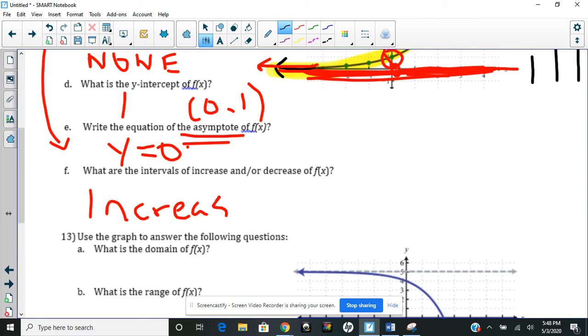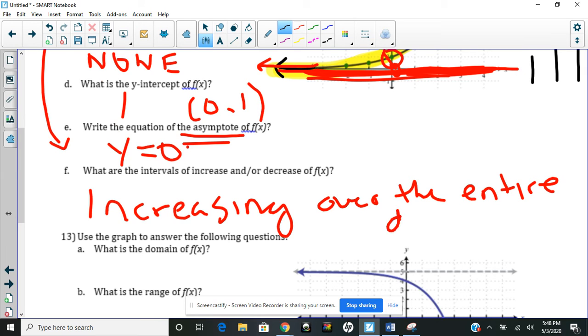Okay, what I'm going to say is that this is increasing. And this is just something we say for exponentials afterwards: over the entire domain. Because that means that it's increasing forever. It's always moving in the upward direction. The exponential functions will always have the phrase over the entire domain after the word increasing or decreasing.